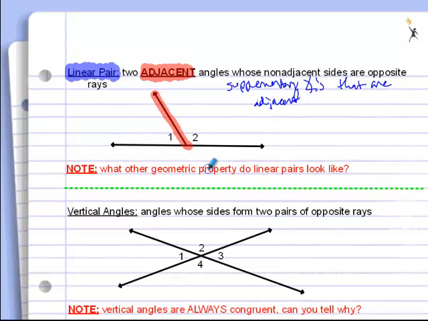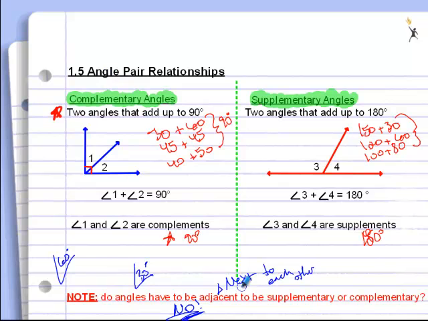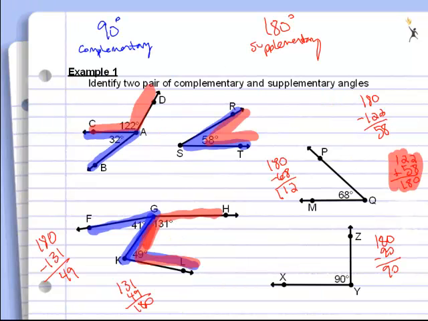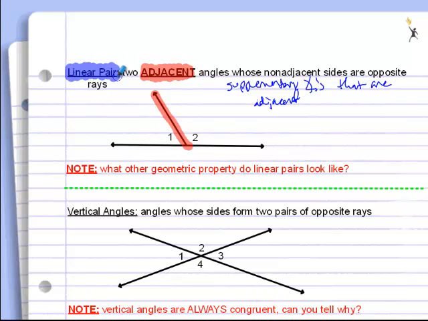And a note, what other geometric property do linear pairs look like? And the answer is supplementary angles. That's because a linear pair is two supplementary angles that are adjacent. Okay, again, supplementary angles don't have to be adjacent. But if they are, now we found out that there's something special called linear pairs. There's one more thing that we're going to talk about, another identity. You've already learned complementary angles, supplementary angles. Now you've been introduced to linear pairs, which are just supplementary angles that are adjacent.